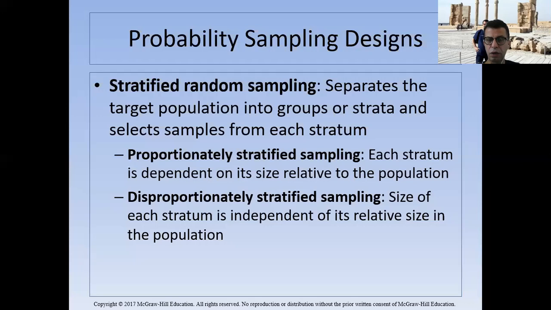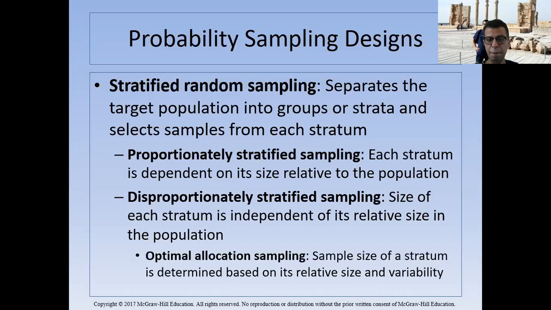So if half of the people here are of white ethnic background and I'm doing a 1,000-person survey, I will ask 500 of them, and the rest I will ask from the other ethnic backgrounds. But disproportionately, you say, no, I'm going to ask 10 white people, 10 black people, 10 Indian people, 10 Arabs. That's disproportional to the size of each group.